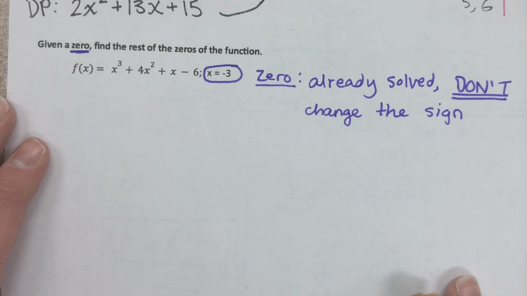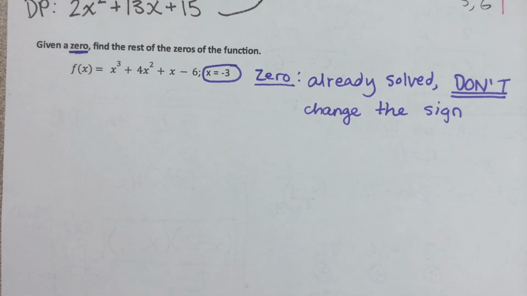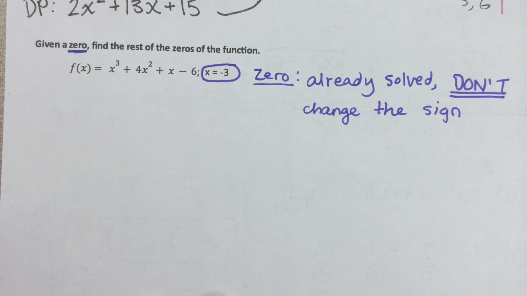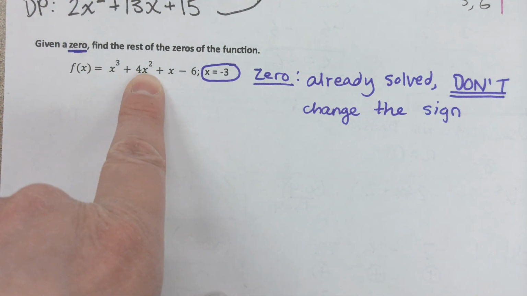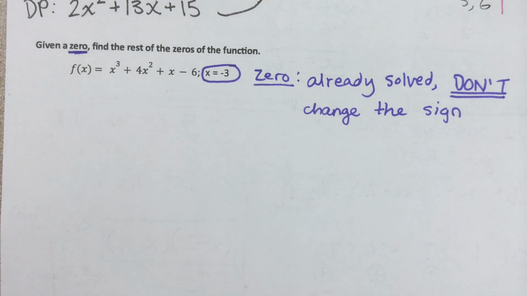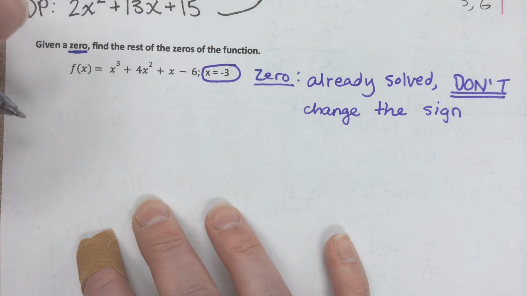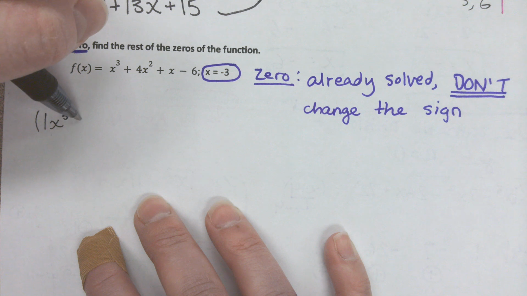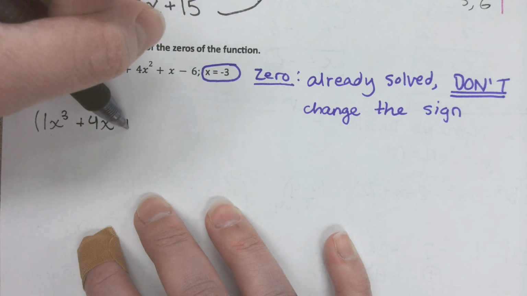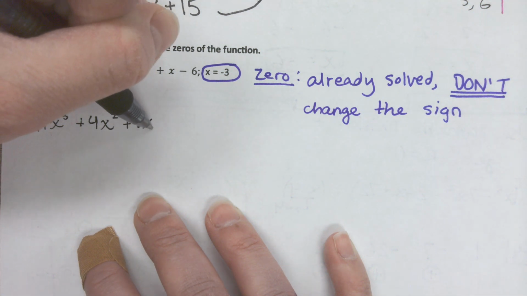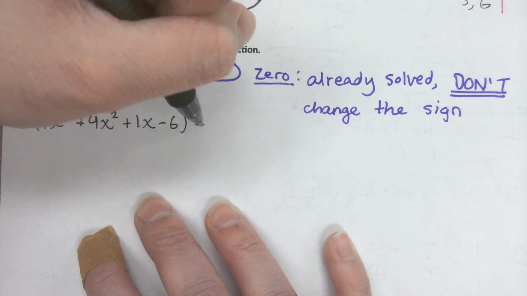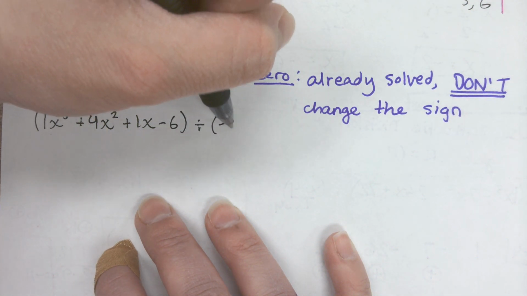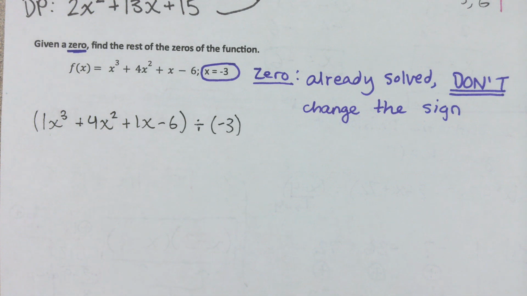So we'll start with the synthetic division. And I'm going to rewrite this as a division problem, checking the place value first. X cubed, x squared, x, no constant missing, we're good. Our problem is 1x cubed plus 4x squared plus 1x minus 6 divided by, and I'll just put negative 3 in parentheses. Just to emphasize, I don't need to do anything to it. We already have just the number.